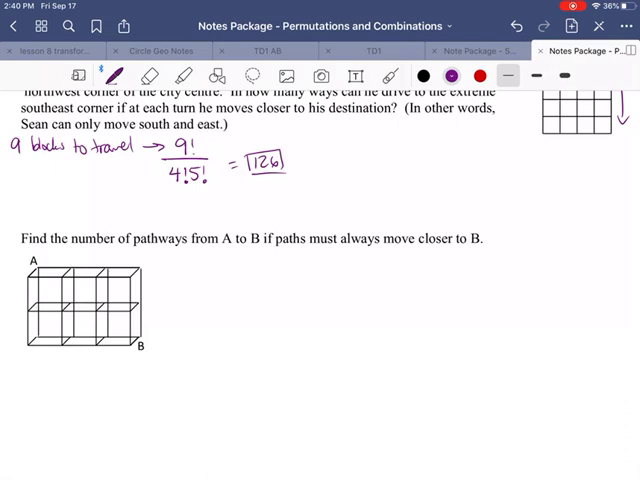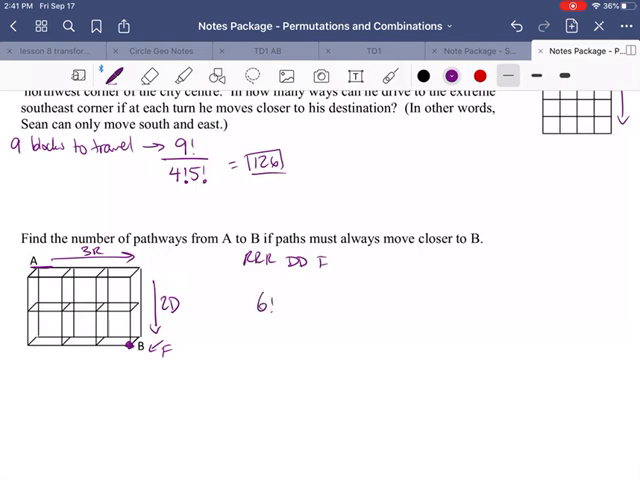Find the number of pathways if you're going from A to B, if they must always move closer to B. So that means you're not going to go here, there, and then back. Okay, that's farther away, so you're not going to go back. So we're simply going 3 to the right, 2 down, and see how A is in the back and B is in the front? That might be a little tricky to see actually. We need to go 1 front. Okay, so we have right, right, right, down and down, and front 1.